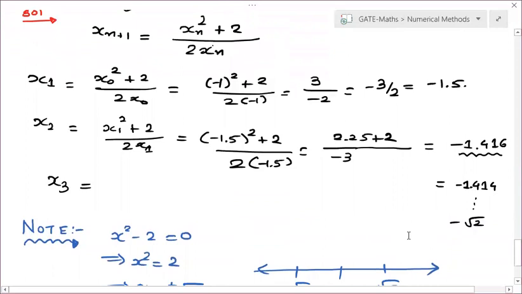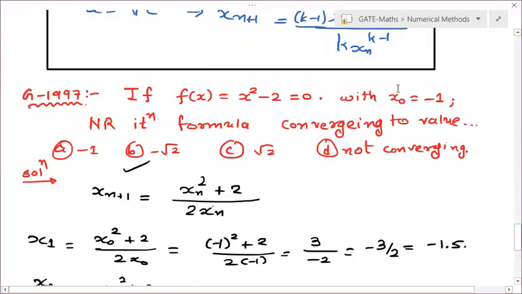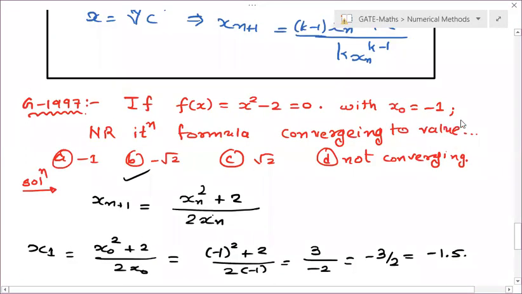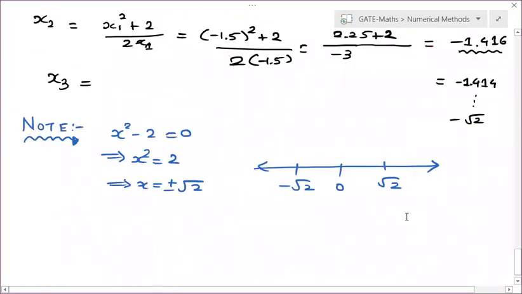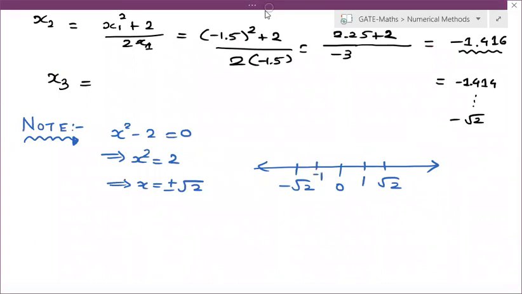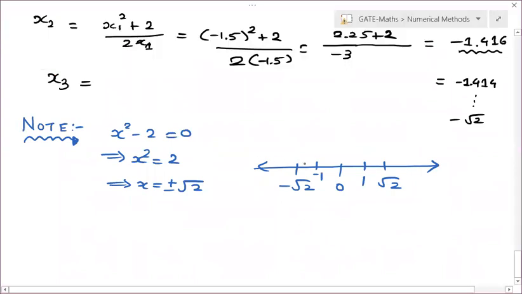Suppose I'm representing it on the number line. You are starting with your initial approximation from -1. This is your 0, so definitely your -1 will be here and +1 will be here. Now from -1, which root is nearer? Tell me. From -1, is -√2 the nearer value or +√2 the nearer value?